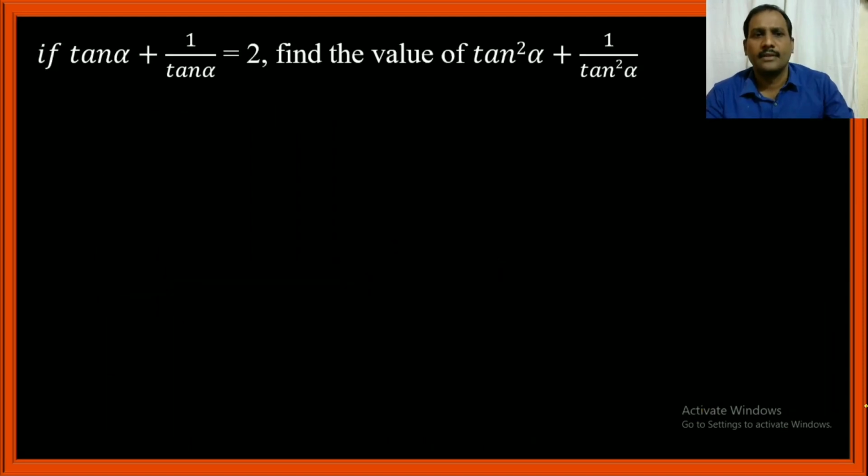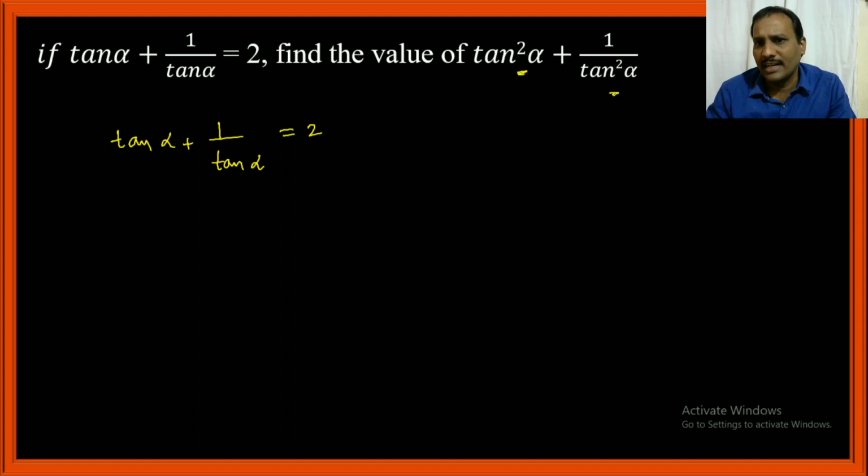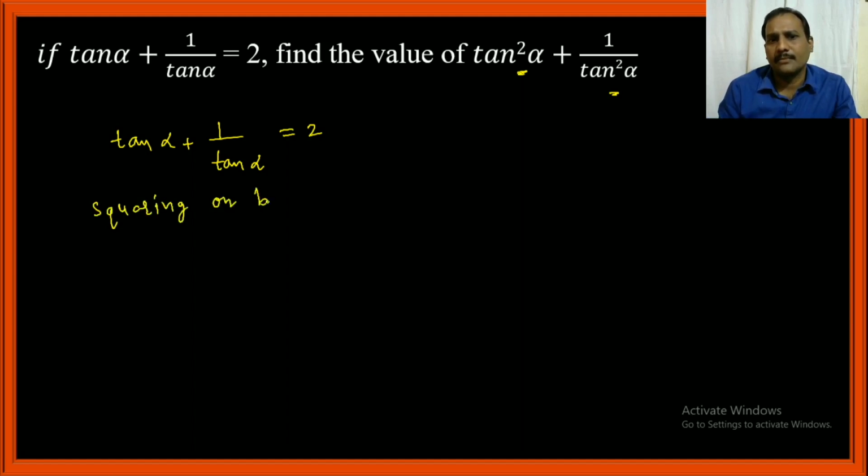Next. Tan alpha plus 1 by tan alpha is equal to 2. Then find the value of tan square alpha plus 1 by tan square alpha. So what is given here? Tan alpha plus 1 by tan alpha is equal to 2. What we have to find? The value of tan square alpha plus 1 by tan square alpha. There is a square in the answer, so to get the square, let us square on both sides. That is tan alpha plus 1 by tan alpha whole square is equal to 2 square.